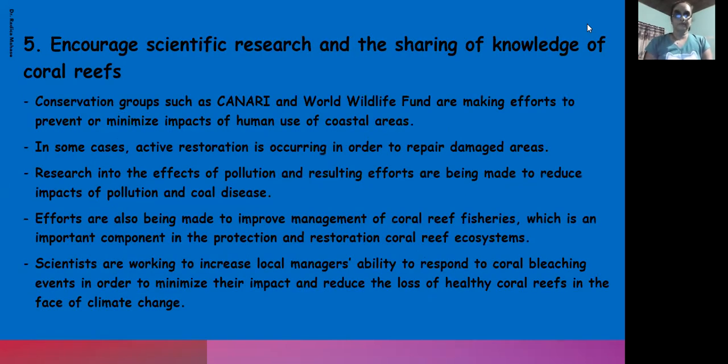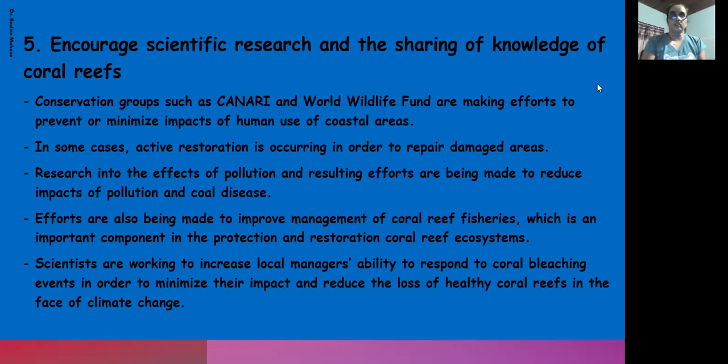Okay, another thing that can be done is to encourage scientific research and the sharing of knowledge of coral reefs. And this is very important because the Caribbean countries may not have the resources to do scientific research on their reefs. But there are reefs all over the world. And in places like Australia, for example, with the Great Barrier Reef, there are a lot of conservation groups and NGOs and other stakeholders who are involved in scientific research on the ecosystems.